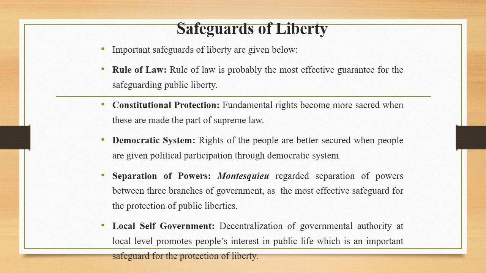Then the separation of power. This is a term used by Montesquieu, who regarded separation of powers between three branches of government as the most effective safeguard for the protection of public liberties. So there are three branches of the government. Number one is the executive, which is known as the government, and the head of the government is the chief executive. The executive are the people who actually take care of the daily affairs of the state, number two is the judiciary, and number three is the legislature. So there is a clear separation of power.